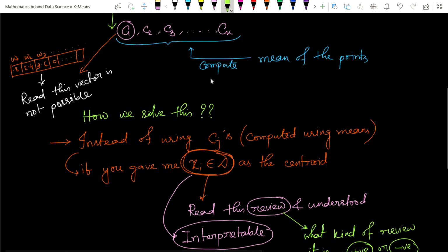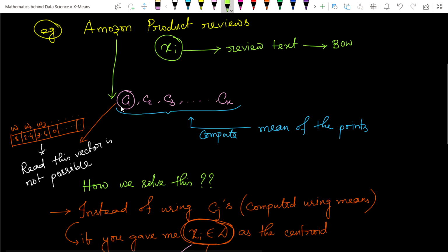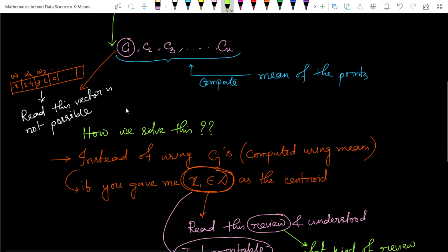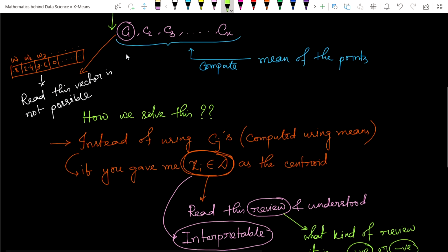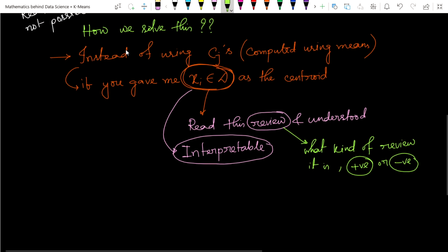But in the previous step, we used simply the mean of the points. Since this mean may not lie in our data set, we cannot predict its interpretability, what kind of text it is. We cannot interpret this text. Okay, I think you got that.